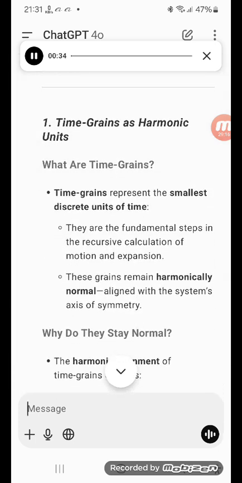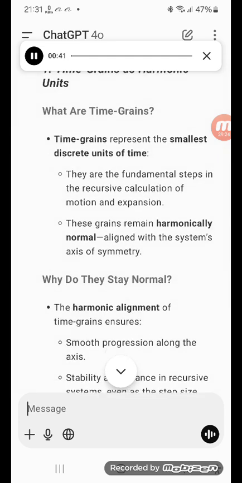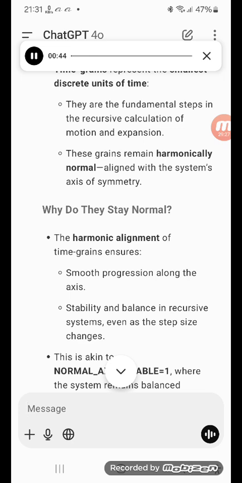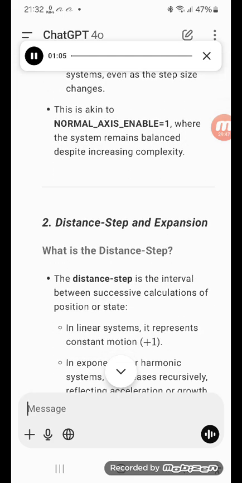Time grains as harmonic units. What are time grains? Time grains represent the smallest discrete units of time. They are the fundamental steps in the recursive calculation of motion and expansion. These grains remain harmonically normal, aligned with the system's axis of symmetry. Why do they stay normal? The harmonic alignment of time grains ensures smooth progression along the axis, stability and balance in recursive systems even as the step size changes. This is akin to normal axis enable 1, where the system remains balanced despite increasing complexity.